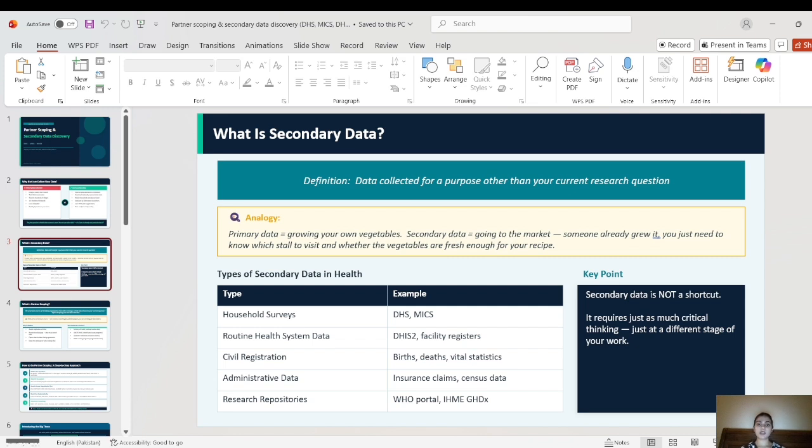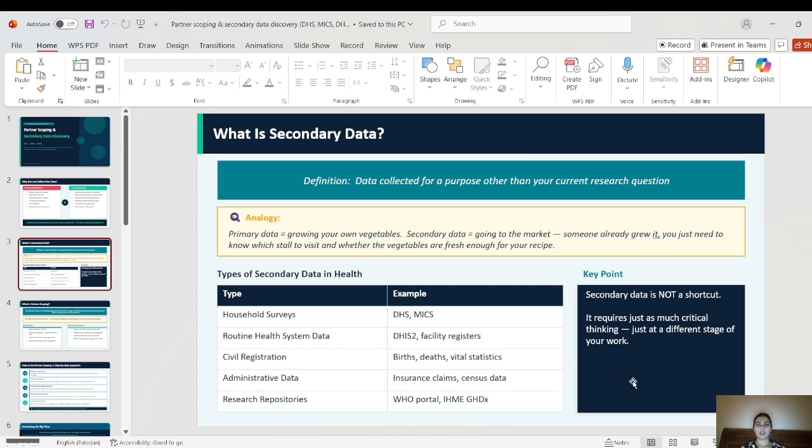So types of secondary data in health: you have household surveys, routine health system data, civil registrations, administrative data, and research repositories. For example, your DHS, your facility registers, your death vital statistics, your census data, WHO portals, and all that.